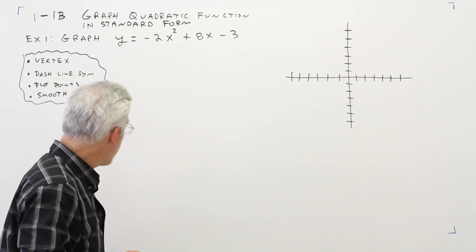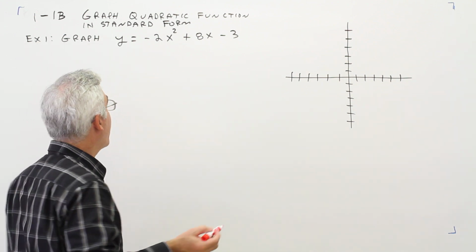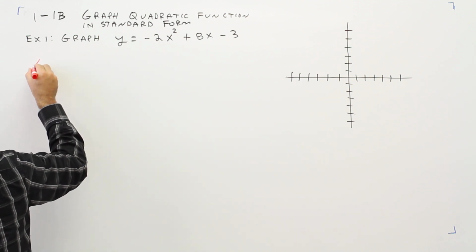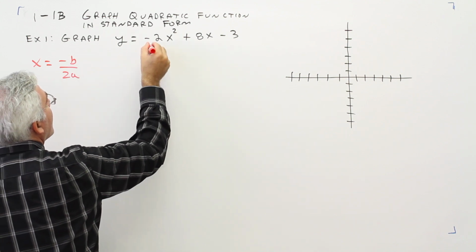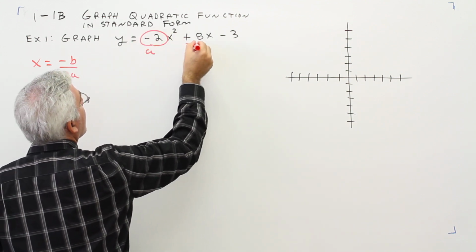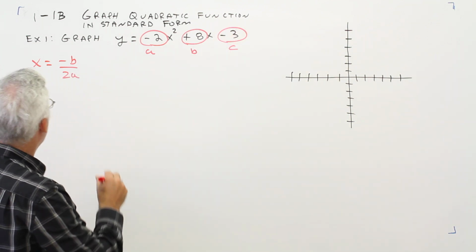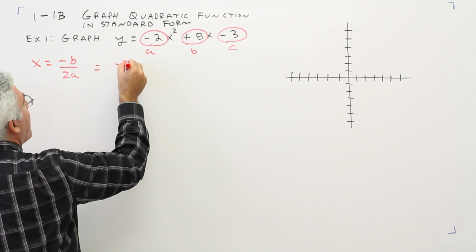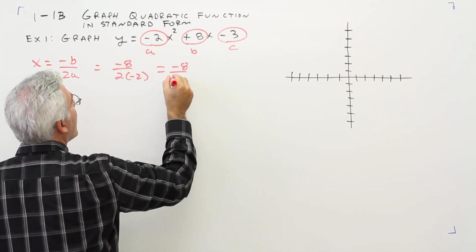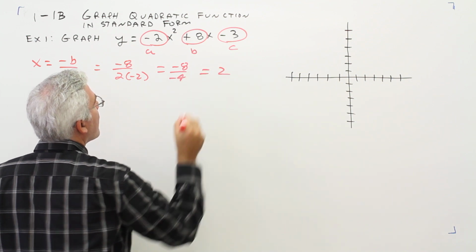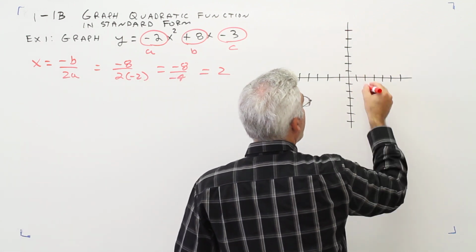All right, so here we go. I'll erase this to get more room. Step 1, find the vertex just like we did before. So x equals the opposite of b over 2a. Again, I will identify my a, b, and c values. So x equals the opposite of 8 over 2 times negative 2, the opposite of 8 over the opposite 4. So x equals 2.